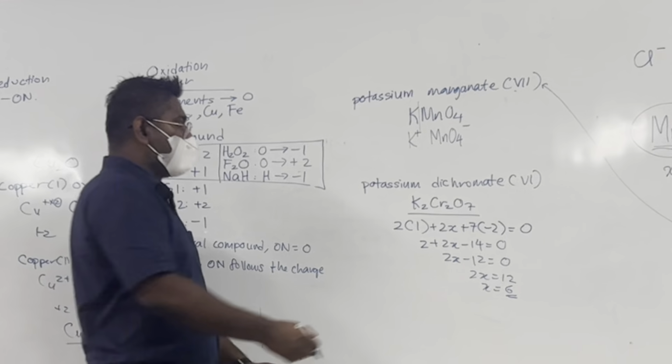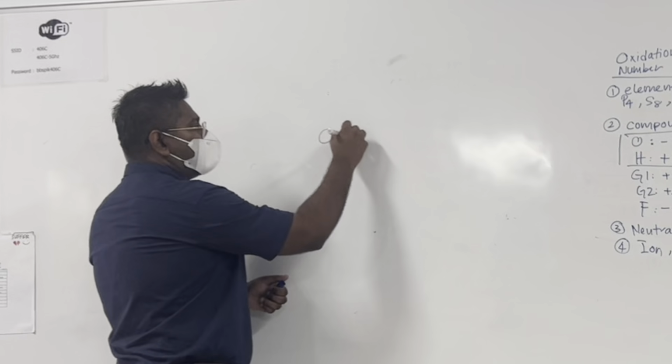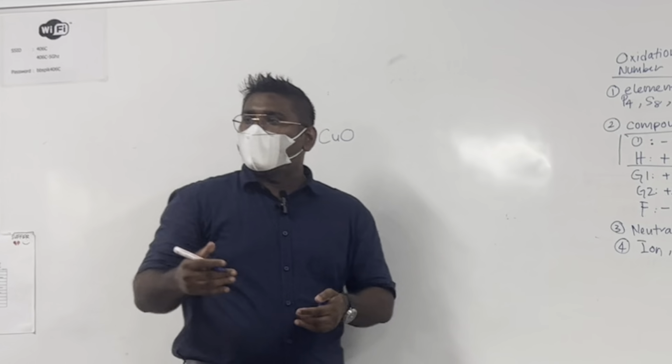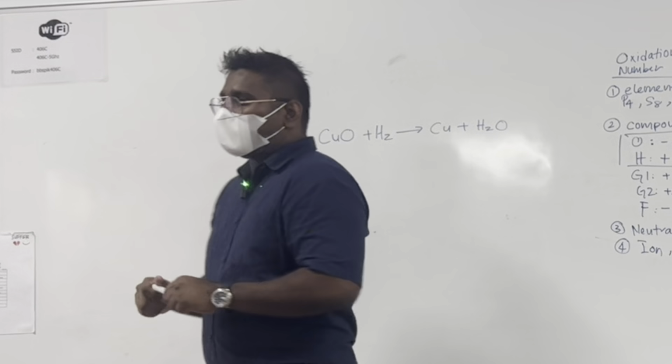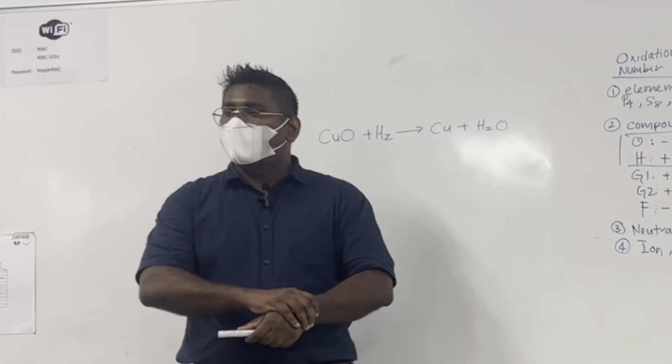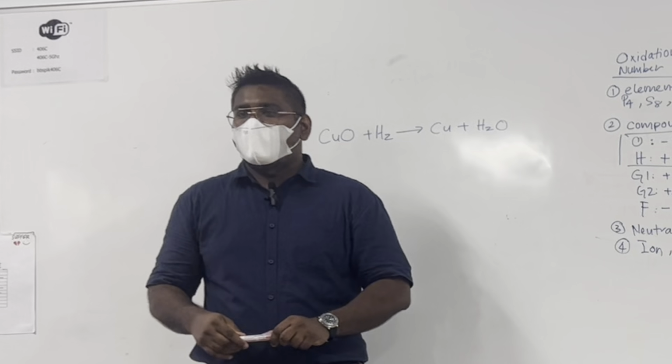I hope this is clear. This is what we call calculating the oxidation number. If I have copper oxide, when I use hydrogen gas, this will give me copper plus H2O. My first question over here is: is this reaction a redox reaction? In the exam, they will ask you the same thing, but in a different way.